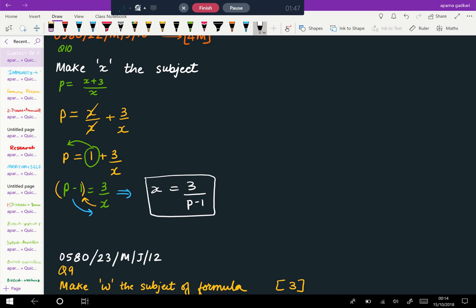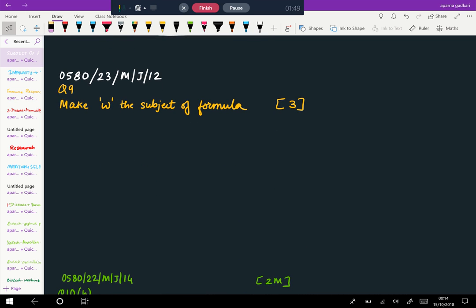Okay, now going to the next question. The question has been taken from May June 2012, paper 2-3, and that's question number 9. The question is t equals 2 minus 3w upon a. Now what you can again do is this 2 over here on the right hand side, shift it to the left. Sign of 2 is plus 2. When it goes to the left, it becomes minus 2. Therefore we have t minus 2 equals minus 3w upon a.